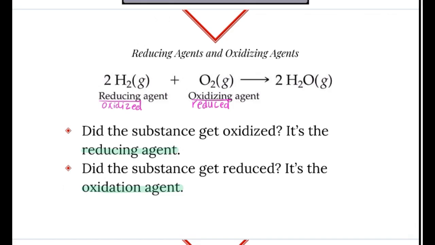Your agents must always be reactants. Be sure to write your agents exactly as they're written as reactants, not as an element. Don't just say H, say H2, for example.